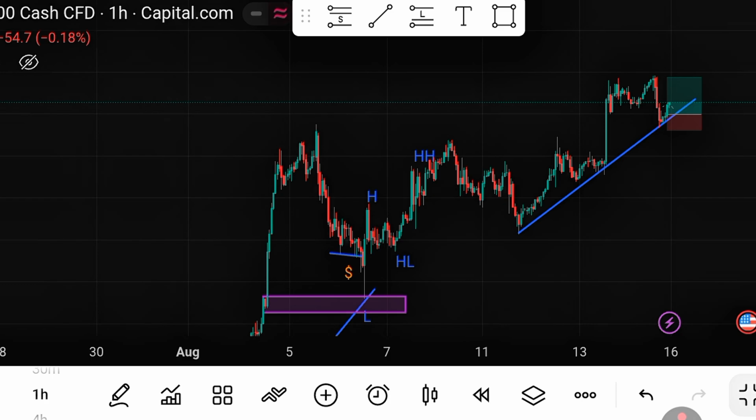For me personally, I trade gold, I trade indices, and I trade synthetic indices, basically volatility. So most of the time what you'll be seeing on this channel will be volatility index and gold.